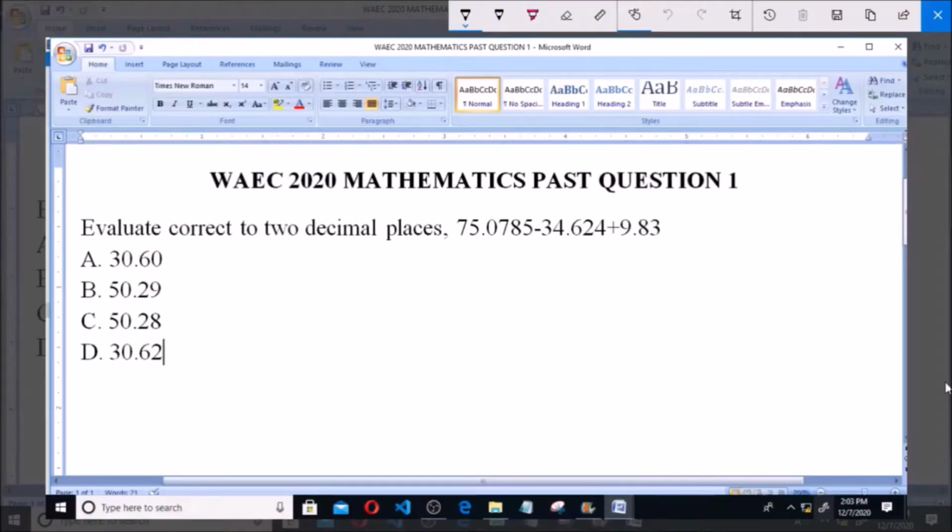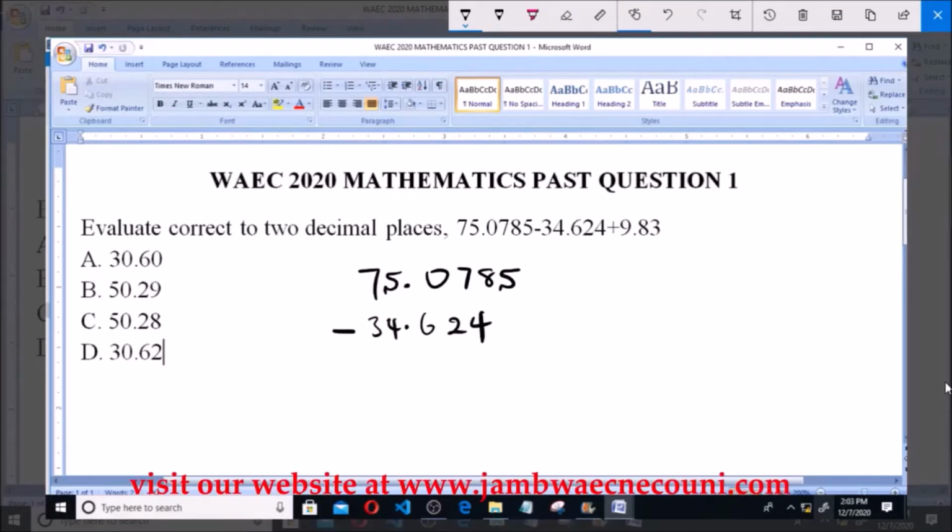I'll be answering WAEC 2020 Mathematics Past Question 1. Evaluate correct to two decimal places 75.0785, then minus 34.624, then plus 9.83. Now if you look at this, we're asked to carry out this simple arithmetic.